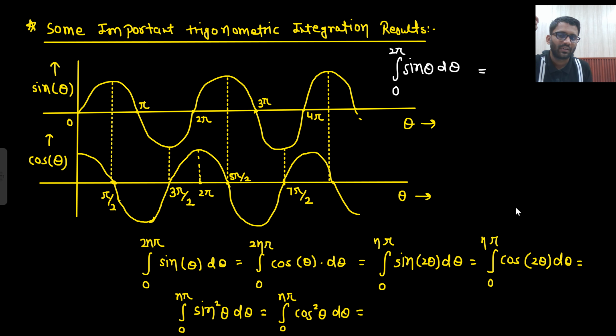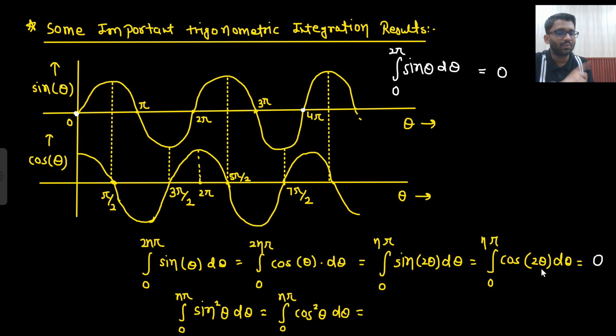Are you getting this point? You don't even need to solve it. If I ask you from 0 to 4 pi, what will be the answer? Positive area is this much, negative area is this much, positive area is this much, negative area is this much. Again 0. So if I am asking from 0 to 2n pi, the answer will be 0 only. And same goes for cos theta as well.